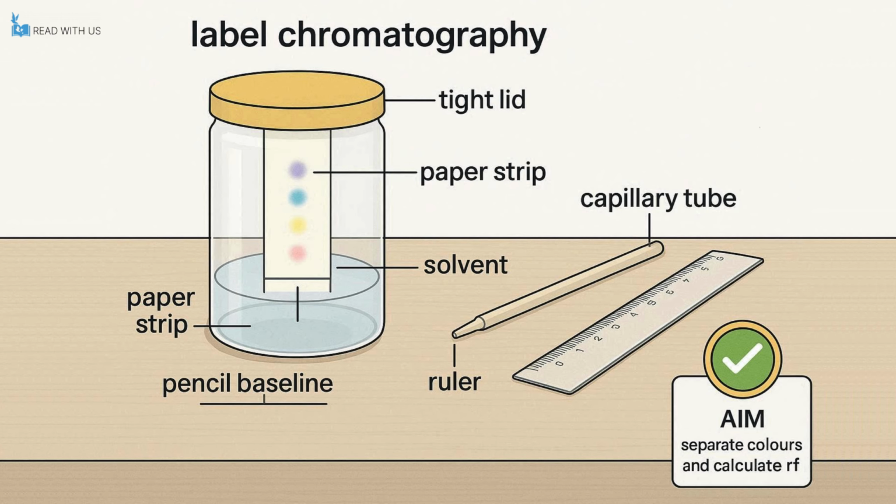On the screen, we show a chromatography jar with a tight lid, a shallow pool of solvent, a clean strip of chromatography paper, a pencil line drawn near the bottom, a capillary tube, and a ruler. And the aim is to separate colored substances and calculate their retention factor values.